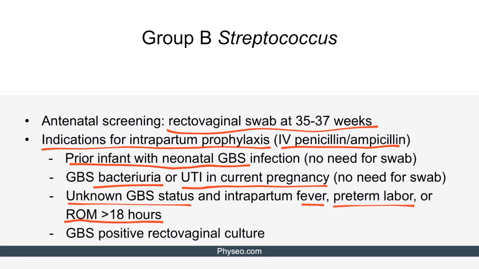And that in and of itself, assuming she hasn't had a rectovaginal swab up to this point, would warrant giving this prophylaxis. And then the rupture of membranes idea just means that if it's taking so long for the membranes to rupture, that's a long enough period of time in which you're worried that the fetus could become infected with group B strep if there was colonization of the bacteria inside the vagina. And then, of course, anytime group B strep comes up positive on the rectovaginal culture, you're going to give prophylaxis.